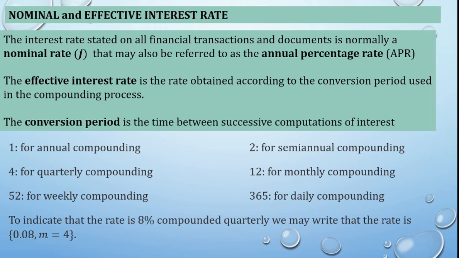Use 1 for annual compounding, 2 for semi-annual compounding, 4 for quarterly compounding, 12 for monthly compounding, 52 for weekly compounding, and 365 for daily compounding. To indicate the rate is 8% compounded quarterly, we may write 0.08, m is equal to 4 inside the braces.